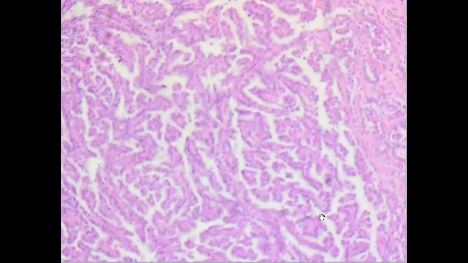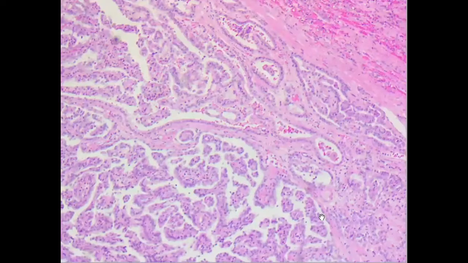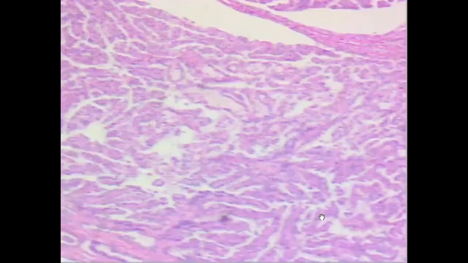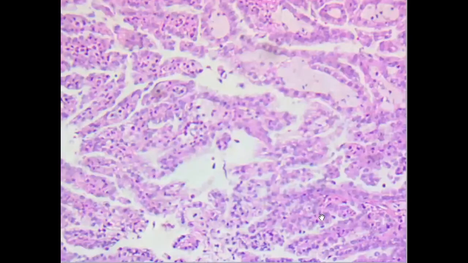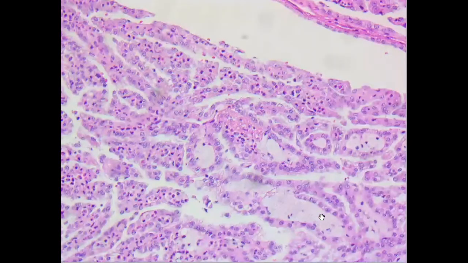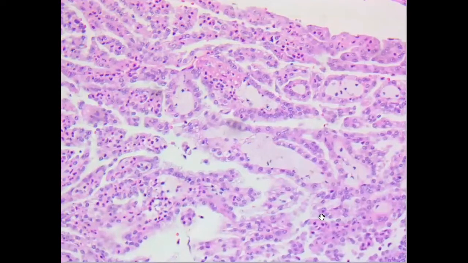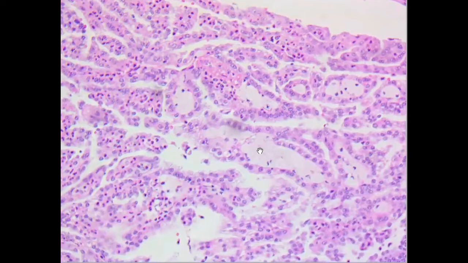I will go on a low power again to get a good area where we have a fibrovascular core. We can discuss a bit about the content of these fibrovascular cores. In clear cases, if you see a foamy macrophage in the fibrovascular core, this will aid the diagnosis of papillary renal cell carcinoma, and I hope you can appreciate it here. So here we have this fibrovascular core, and it contains these foamy cells. These are foamy macrophages, which are present in papillary renal cell carcinoma.